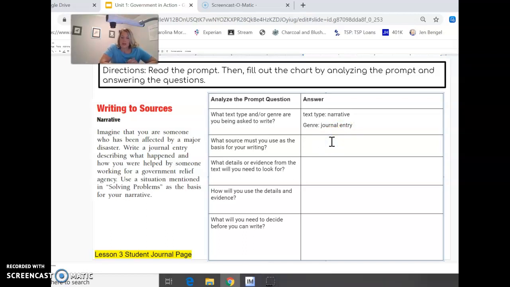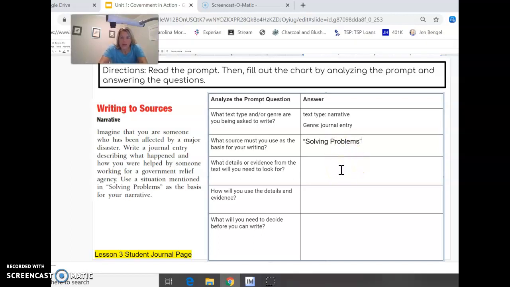The next part of our chart asks, what source must you use as the basis for your writing? So they're asking you to imagine that you're someone in a specific setting or situation. In order to be able to act as if you're that person in that situation, we want to use some kind of text to help guide our writing. So this week, it tells us right here in the prompt, we're going to use Solving Problems, because in that story we read of several different types of problems and agencies that help with those problems.